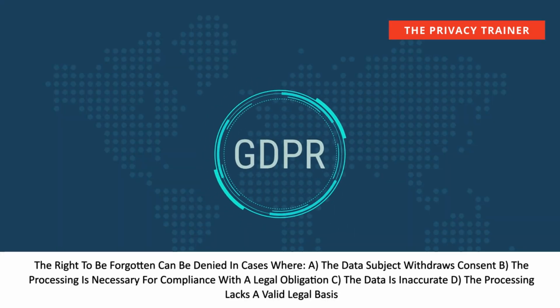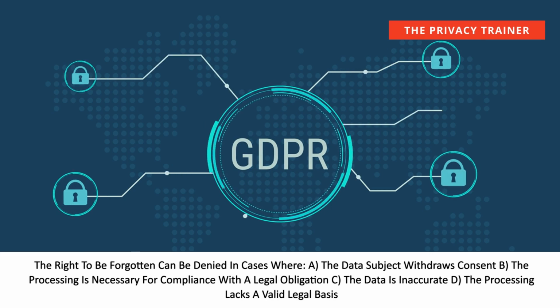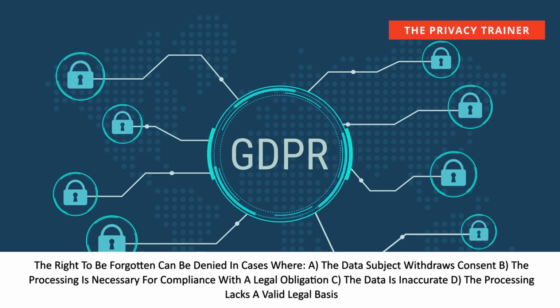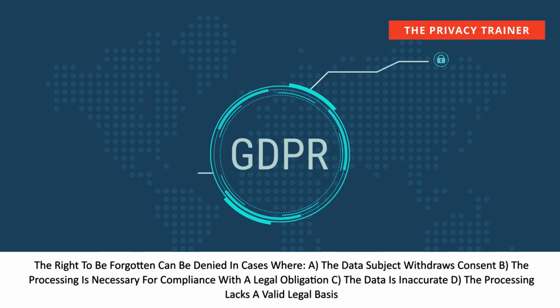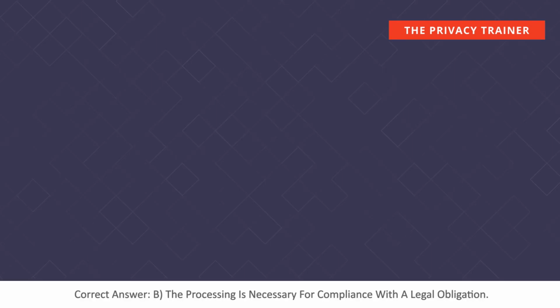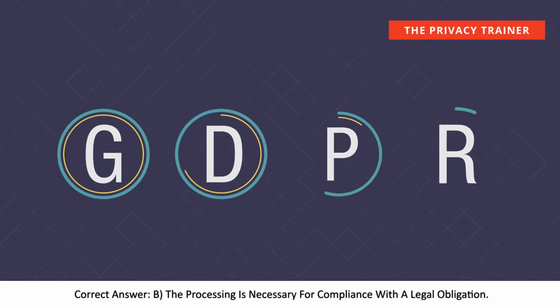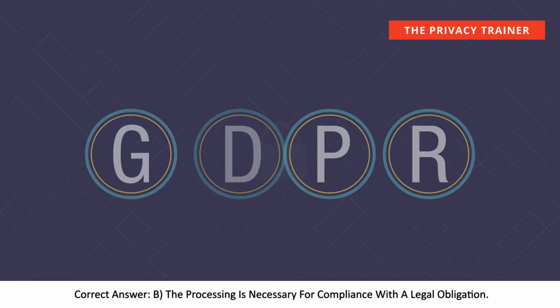The right to be forgotten can be denied in cases where: A. The data subject withdraws consent. B. The processing is necessary for compliance with a legal obligation. C. The data is inaccurate. D. The processing lacks a valid legal basis. Correct answer, B. The processing is necessary for compliance with a legal obligation.